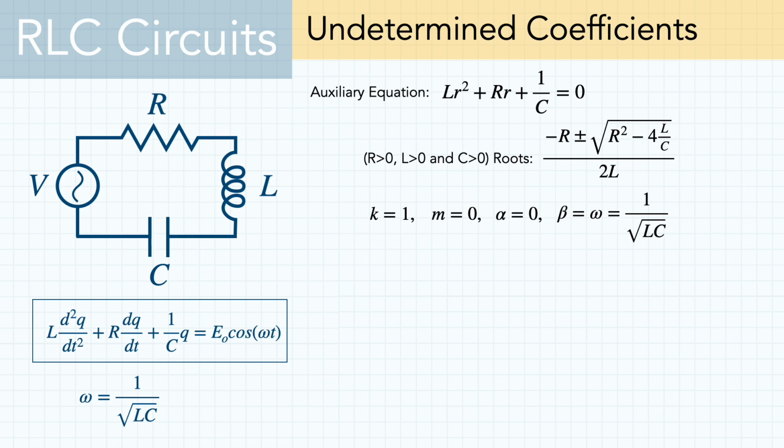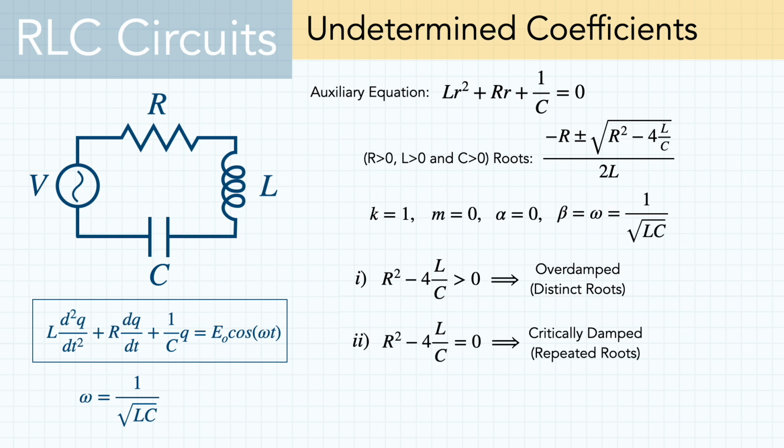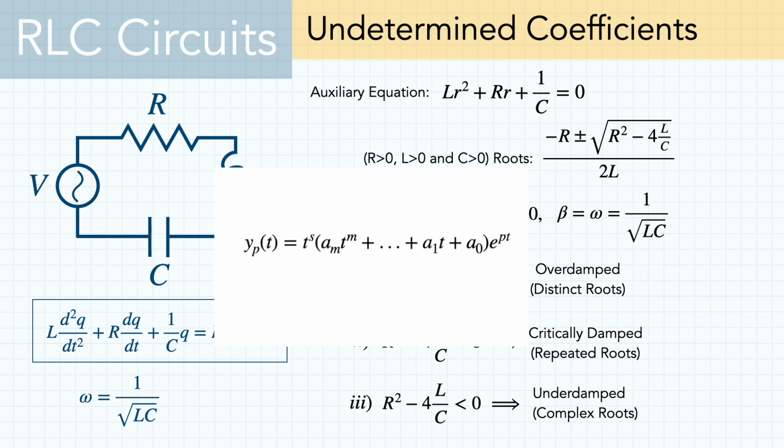We have the same three scenarios as last time. We have the overdamped case, the critically damped case, and the underdamped case. And one more thing to notice is that when we write a solution to undetermined coefficients, we're following the template y particular of t equals t to the s times A sub m times t to the m, plus as many terms all the way down to A1 times t plus A naught, and all times e to the pt.